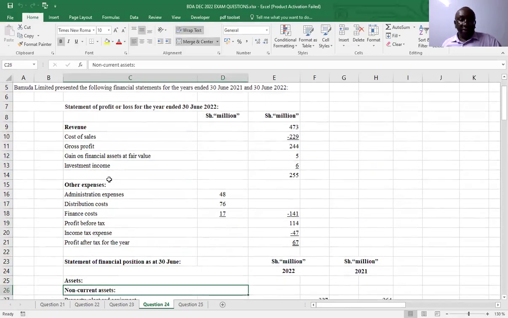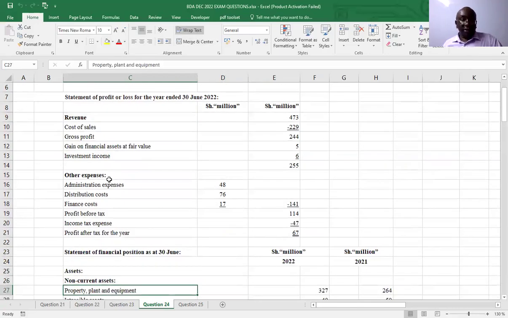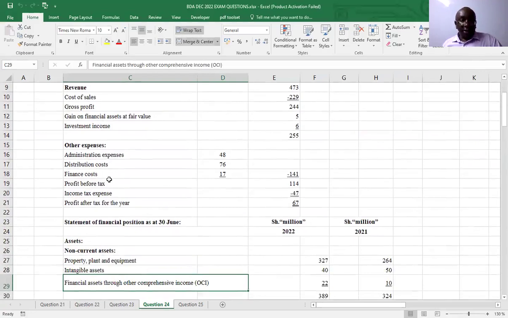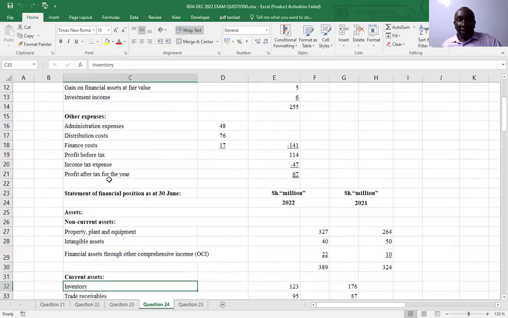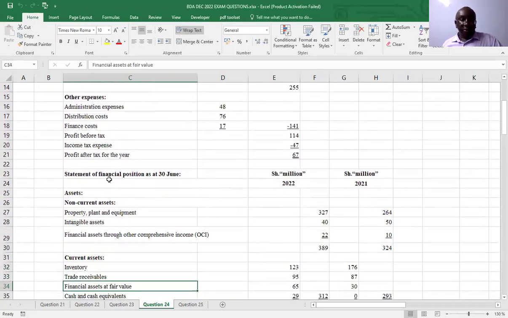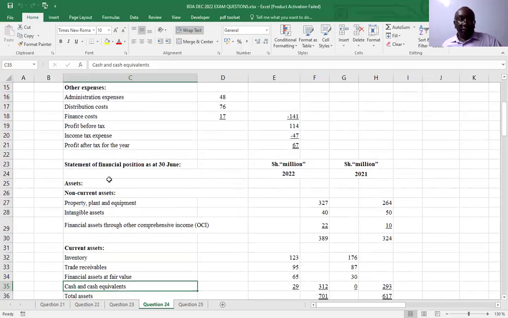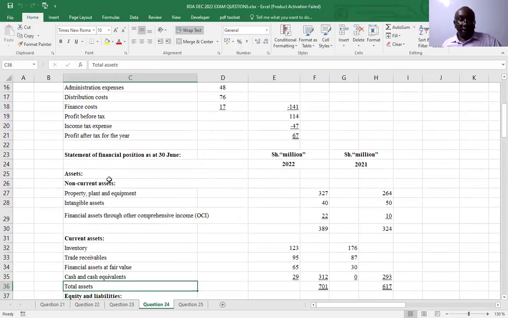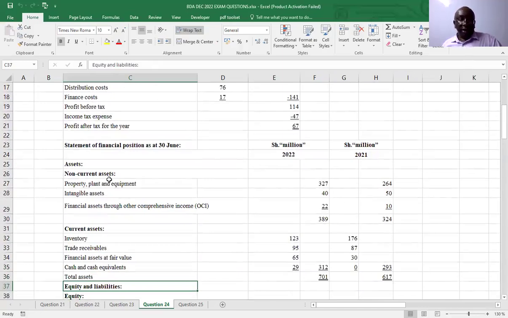Then we are given the statement of financial position, starting with net current assets, property, intangible assets, then financial assets through other comprehensive income. Then we have current assets, inventory, we have trade receivables, financial assets at fair value, cash and cash equivalents. We have the total assets, equity and liabilities.